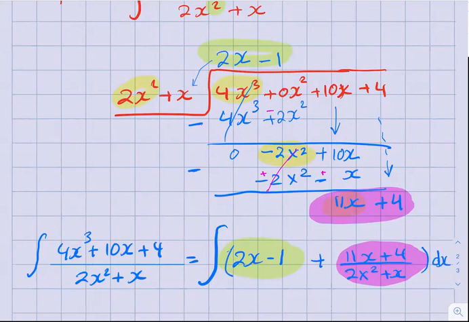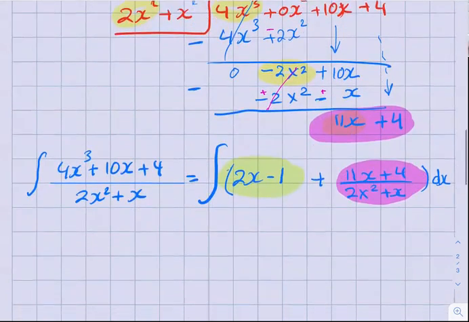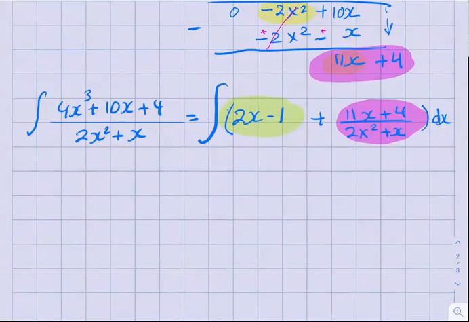Are you good so far? Hopefully. Okay, so we didn't finish. This is part 1 of this question. We just need to divide. Now, as you can see here, the pink part is 11x plus 4 over 2 terms, 2x squared plus x. So what we need to do now is change the pink part into a partial fraction. So I need to work out the partial fraction for it, okay?